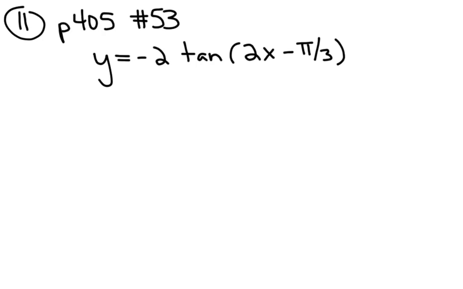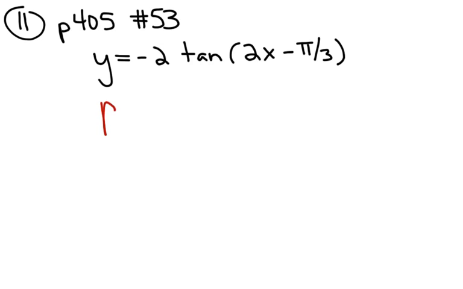Now remember that sine and cosine are the only functions that have amplitude, because they have a highest and lowest point on the graph. The other 4 trig functions go up and down forever, so they don't have amplitude. So the -2 in front of the tangent makes the graph narrower, and it reflects it over the x-axis, and that's all it does to it.